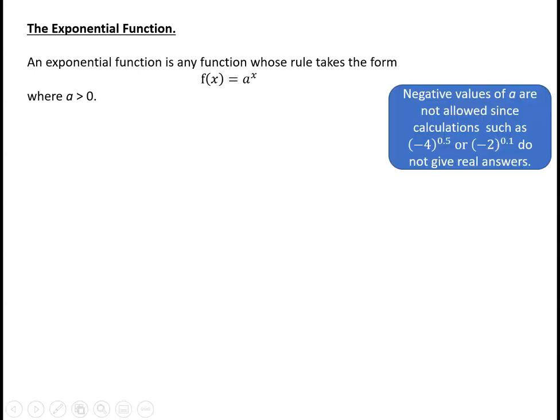Negative values of a are not allowed, since if we try to do calculations such as -4 to the 0.5 or -2 to the 0.1 on our calculator, you will find that you get a maths error. And that means that these numbers do not exist as numbers that we at the moment understand, which means that they're not real numbers.